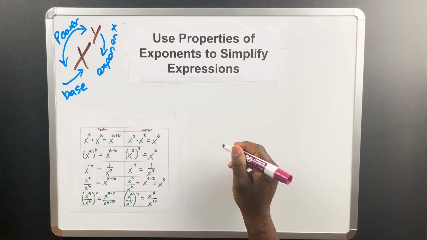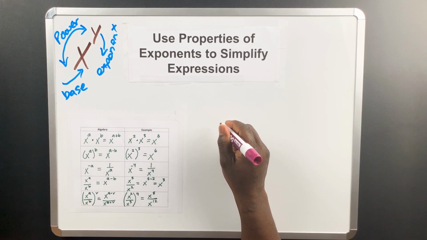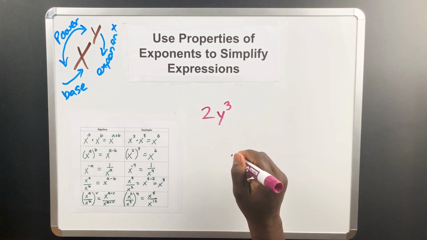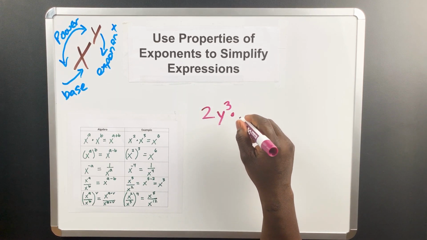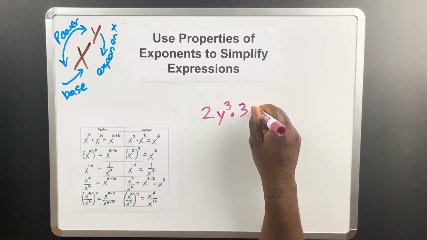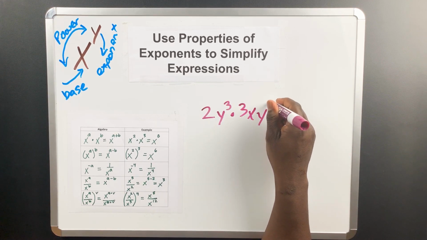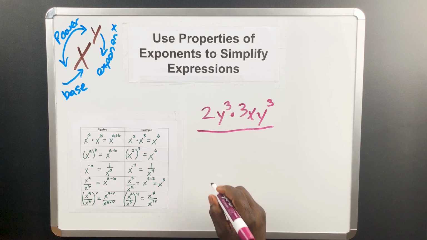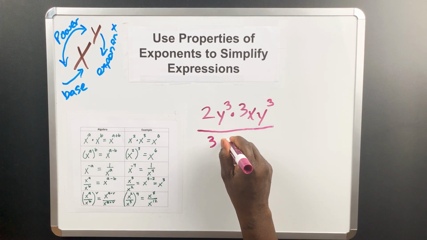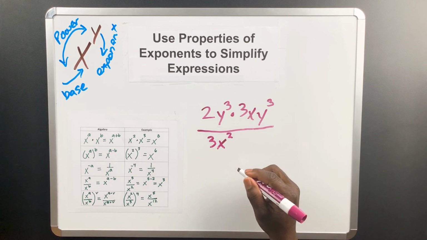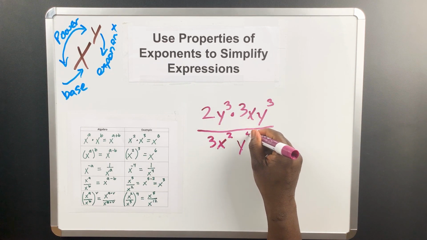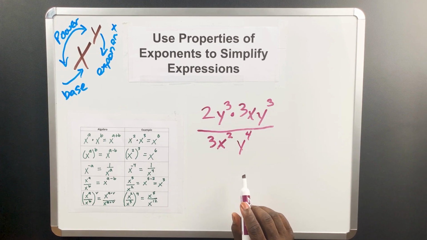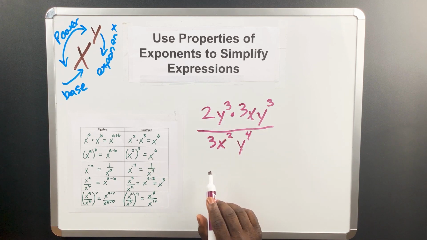So I will start with an expression. Let's see, we have 2 times y to the 3rd power times 3 times x times y to the 3rd power. And we're going to divide all of that by 3 times x to the 2nd power times y to the 4th power.